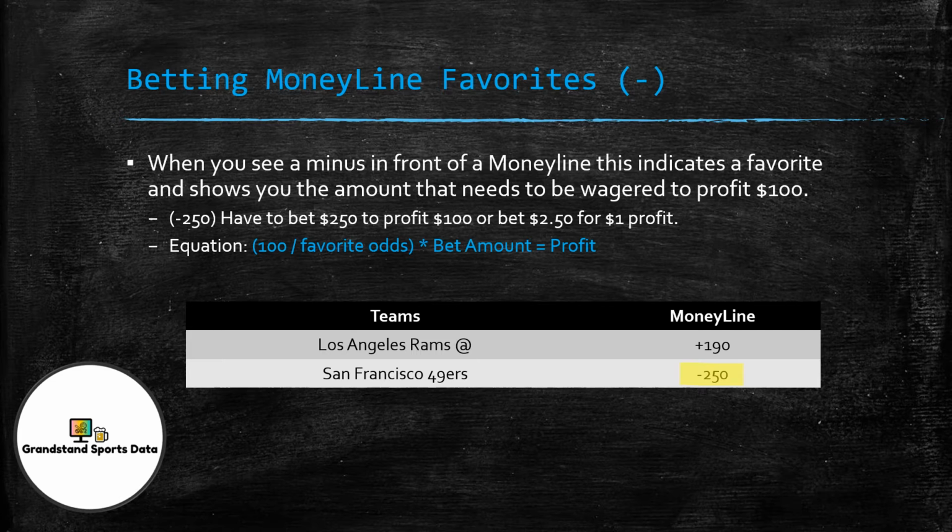Next, the equation is 100 divided by the favorite odds, and then you multiply that by your bet amount, and this will give you the profit. Now, the reason I display the equation is not to spin you in a circle with math, but maybe someday you build a model and will need these equations to be plugged into your Excel sheet.